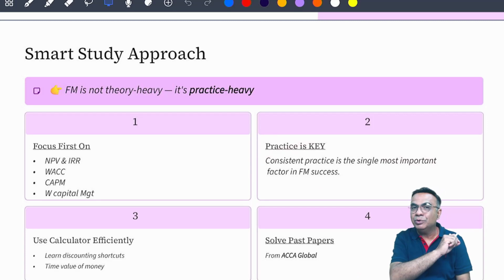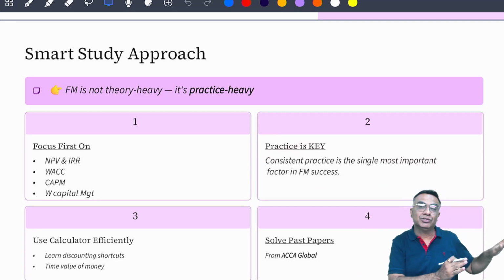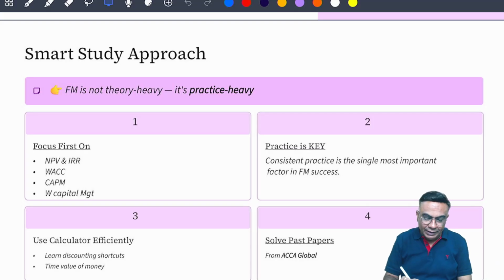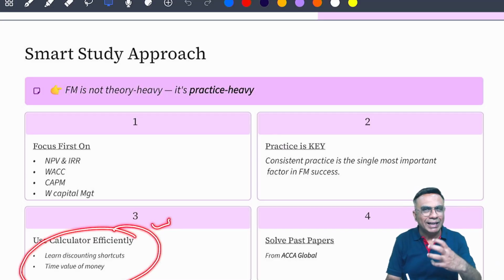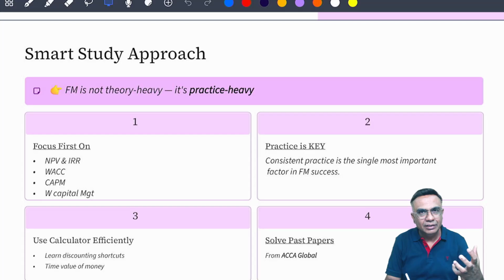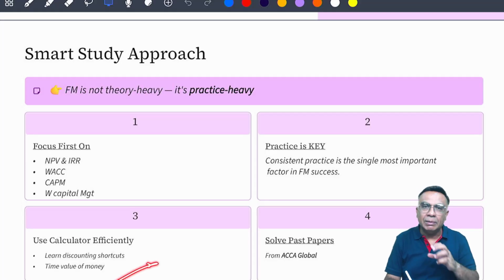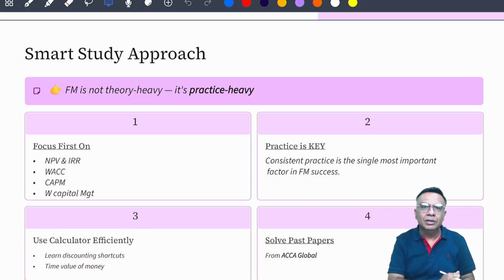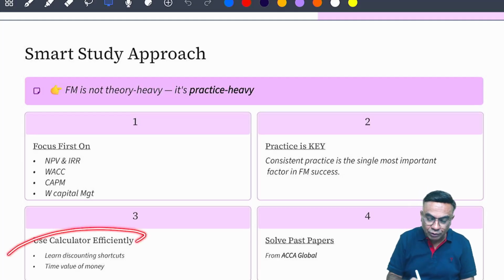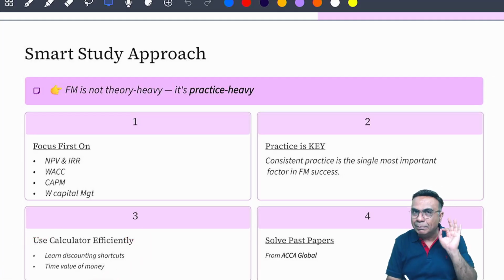In the sessions we are going to practice, and we have already practiced much in our lectures. Then use of calculator. Now some students take use of calculator very lightly. It is very important because that will increase your speed. All time value calculation, discounting, compounding, all these calculations you should practice very hard, so that at the time of exams you are hands on and you will not waste time. So use of calculator is very important while practicing.